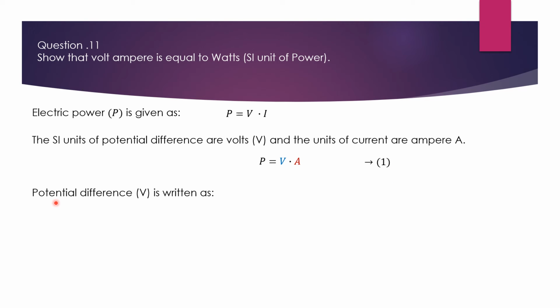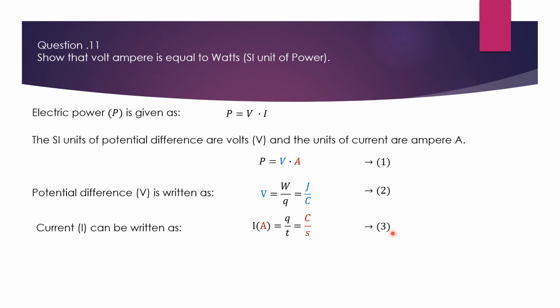Now from the definition of potential difference, V is work done per unit charge, or the energy consumed per unit charge. The unit for work done or energy is joules. The unit for charge is coulomb. So we write it as joules per coulomb. This is the potential difference V. Write it as equation number 2. Similarly, current I can be written as charge per unit time, or coulombs per second. Write this as equation number 3.